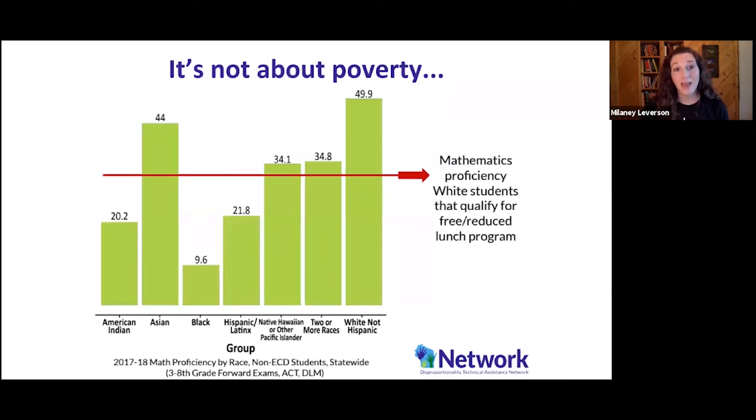Similarly, when we look at math proficiency, we see the same pattern. White students qualifying for free or reduced lunch are still outperforming American Indian, Black, and Latinx students. So what we can gather from this data is that poverty simply is not as significant a predictor as race when we're talking about our achievement gaps in Wisconsin.